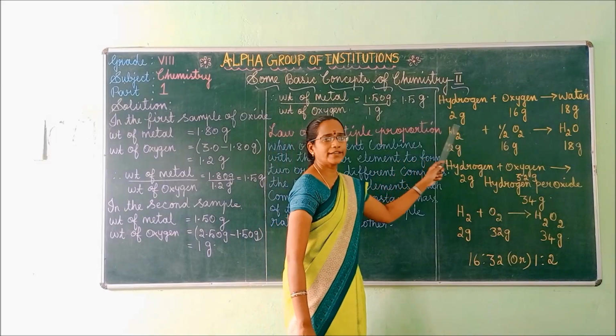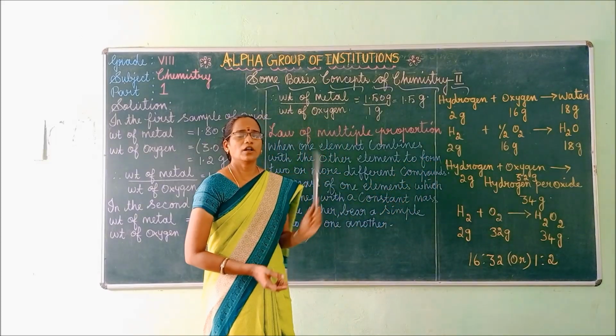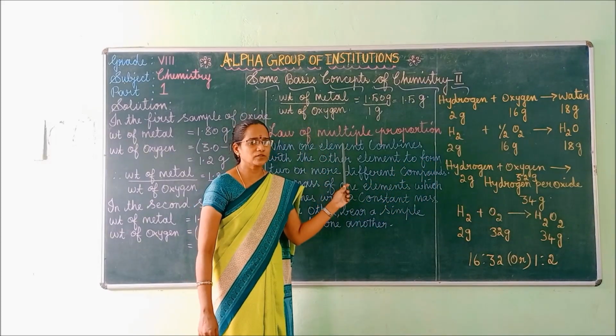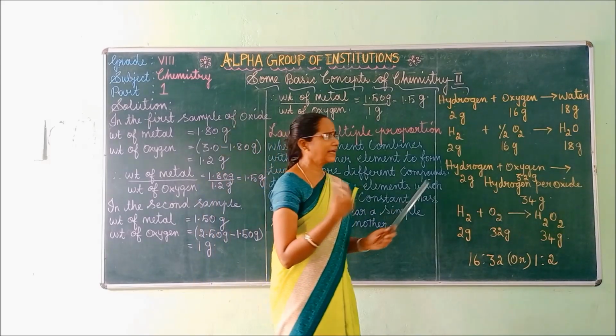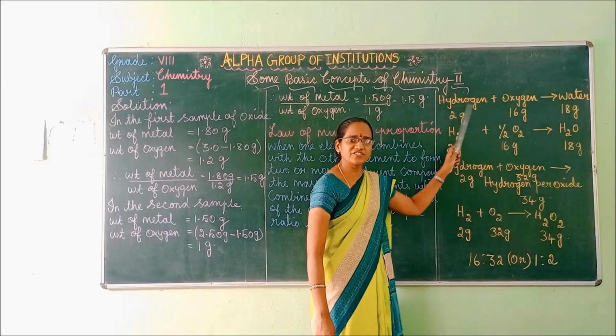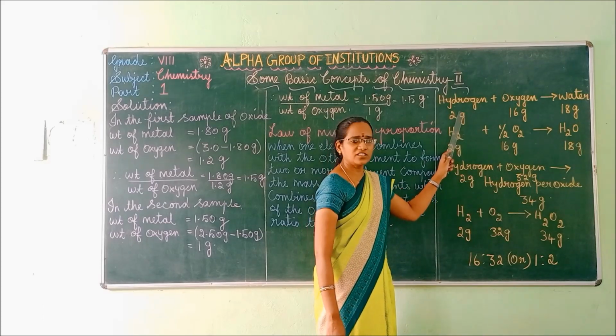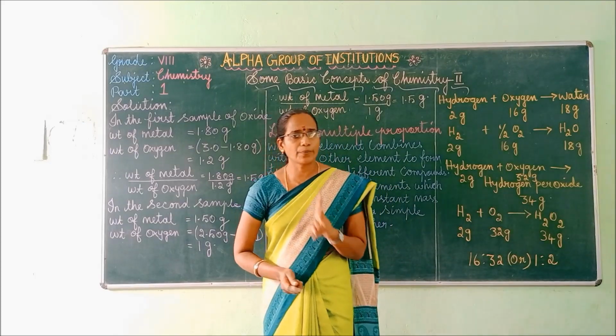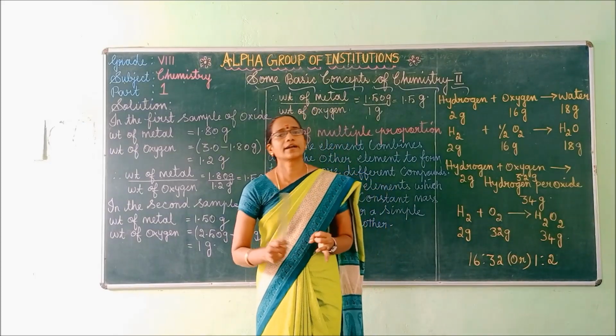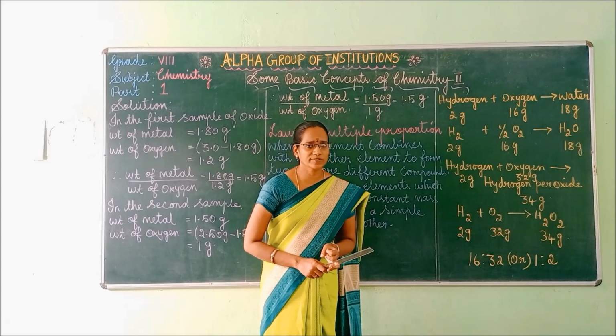Based on this, we are going to do this one. Already I told you when one element combines with the other element, two or more compounds will be formed, isn't it? So, when you take hydrogen and oxygen, hydrogen when it reacts with oxygen forms two compounds. One is water, another one is hydrogen peroxide.